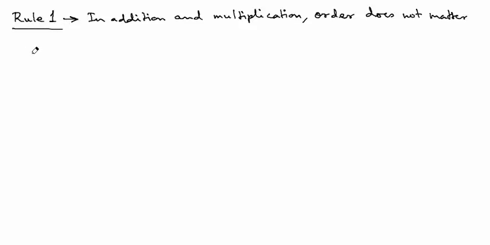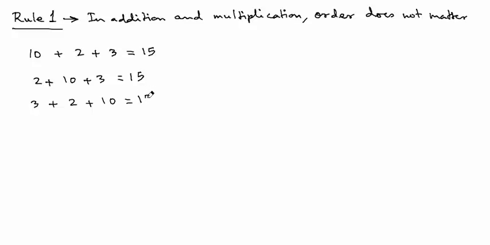Consider the addition sentence 10 plus 2 plus 3. This is equal to 15, right? Now if you change the order of the numbers in this addition sentence, let's say 2 plus 10 plus 3, that's also 15, right? Or for that matter, 3 plus 2 plus 10 is also equal to 15. So in addition, the order in which you add the numbers doesn't really matter. You still get the same answer.